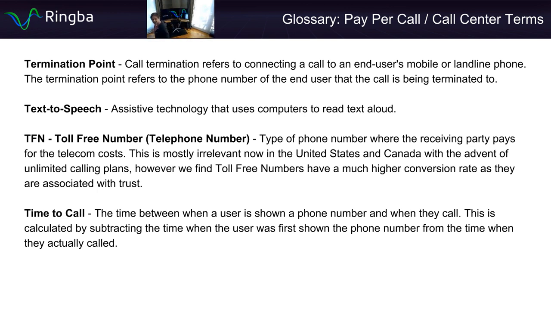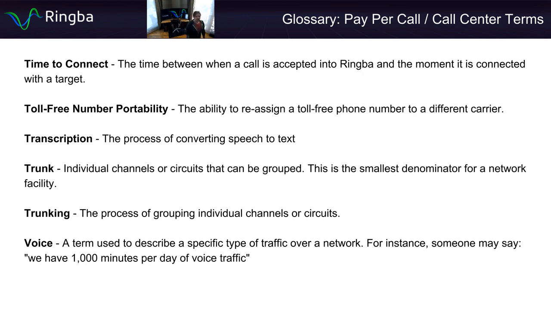Time to call. This is the time between when a user is shown a phone number on their website and when they actually pick up the phone and call. This is calculated by subtracting the time when the user was first shown the phone number on the website from the time when they actually called. We keep track of all the time to call for campaign optimization and changes you want to make in our system. Time to connect. This is the time between when a call is accepted into Ringba and the moment it's actually connected with a target.